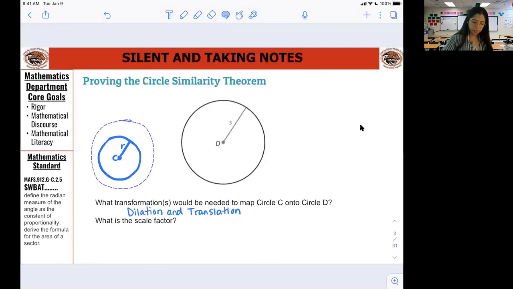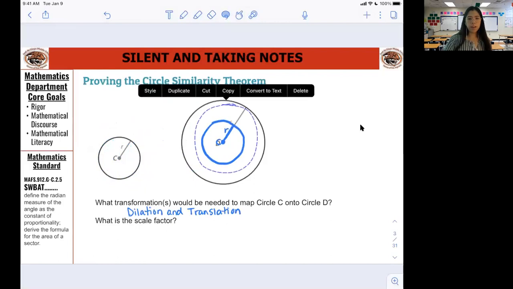So I kind of drew a circle on top of it. So this is circle C. I'm gonna walk around now. And I'm just going to translate it. And now when I translate it, what matches?